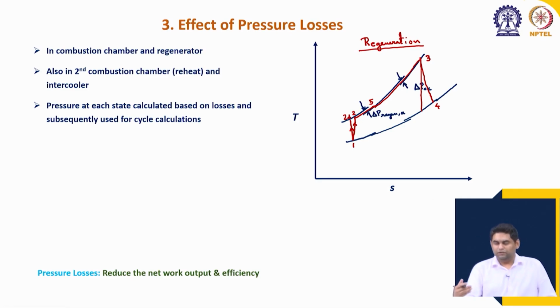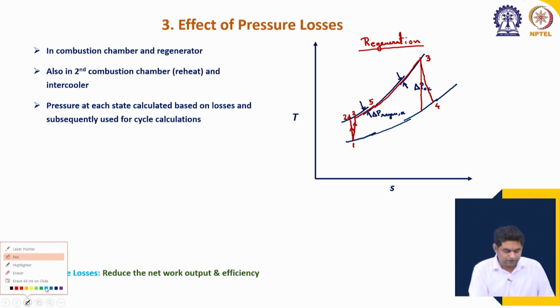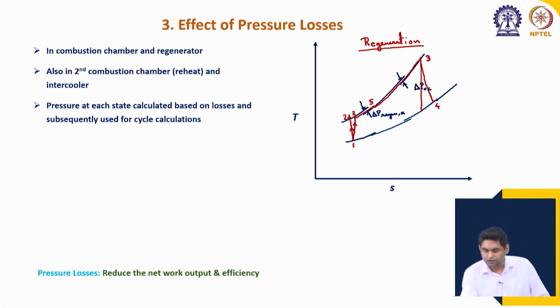So that is how the pressure losses affect the overall performance parameters. The efficiency will get decreased, the work output will get decreased. Now, if there is a regenerator present, even at the gas side there will be pressure losses.